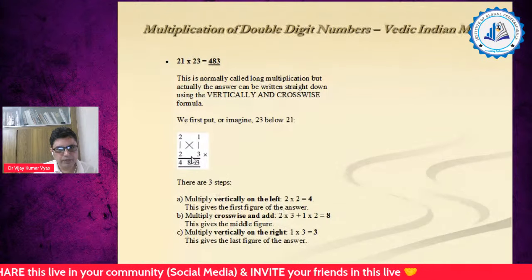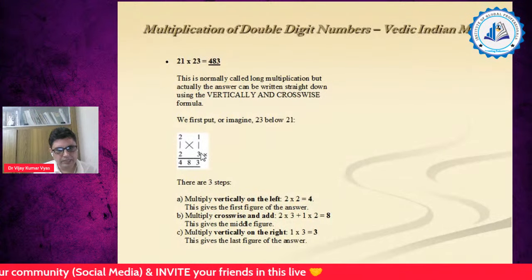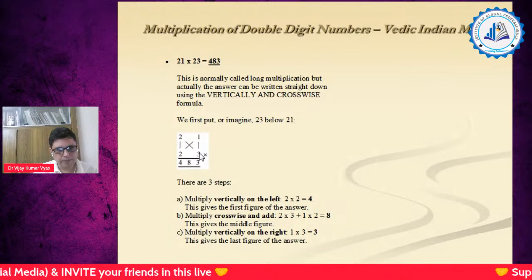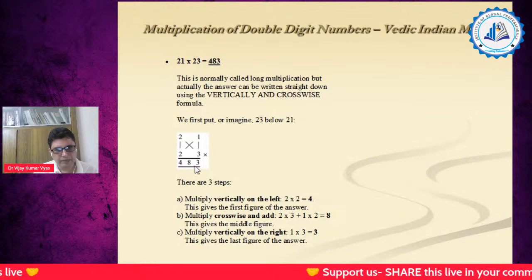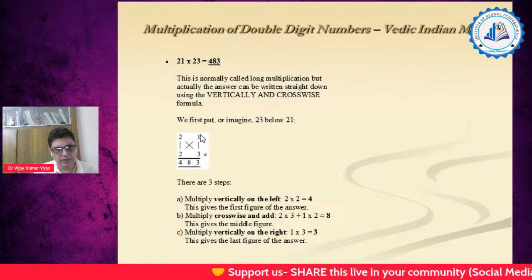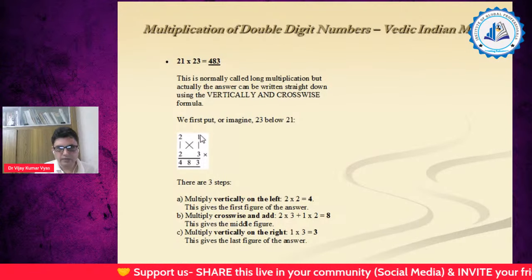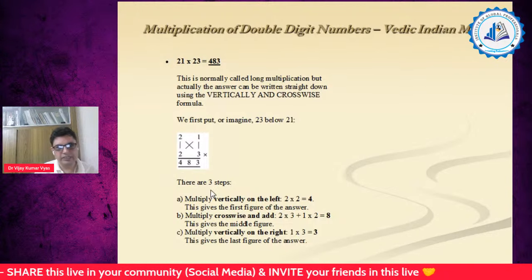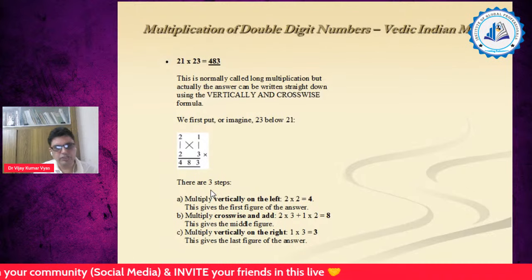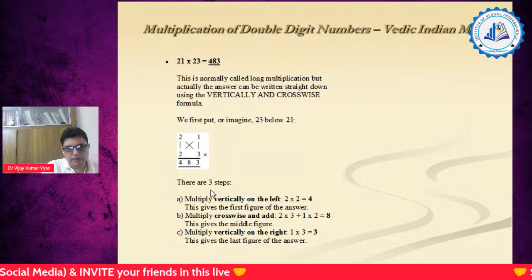The second step, you multiply 2 by 3, it's 6, plus 2 multiplied by 1, it's 2. 6 plus 2 is 8. So the middle term is 8. Then multiply 3 into 1. The right side works. It's very simple. So 483. You will see a lot of techniques in the second part of the webinar. Here I just introduce what is the Vedic mathematics.